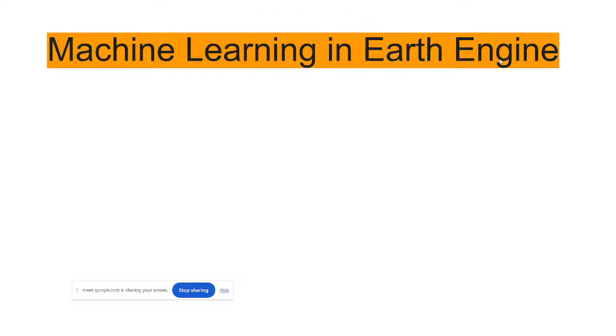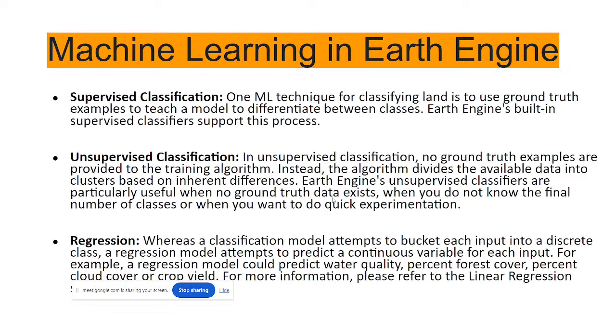First of all, we have to know about machine learning in the Earth Engine platform. Machine learning can be used in the Earth Engine platform for different purposes, such as prediction, as well as land use land cover classification or regression. There are a lot of ways we use machine learning in Google Earth Engine, and in the platform we can get three types of machine learning algorithm.